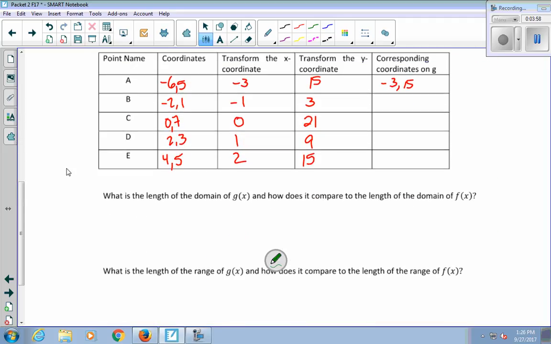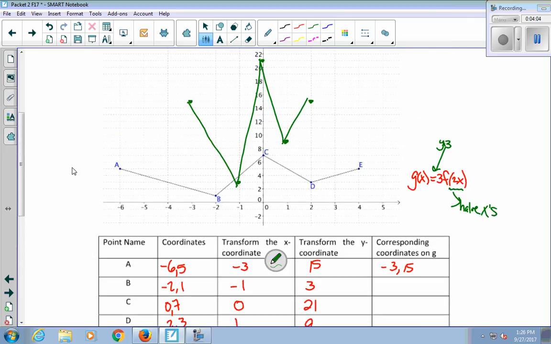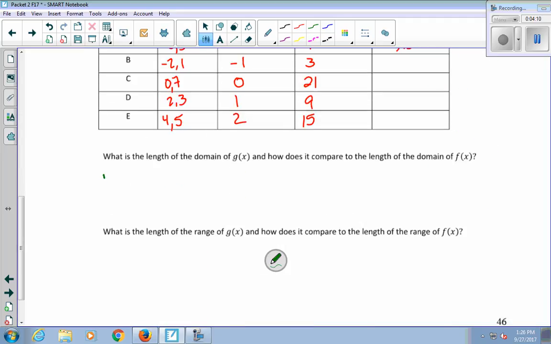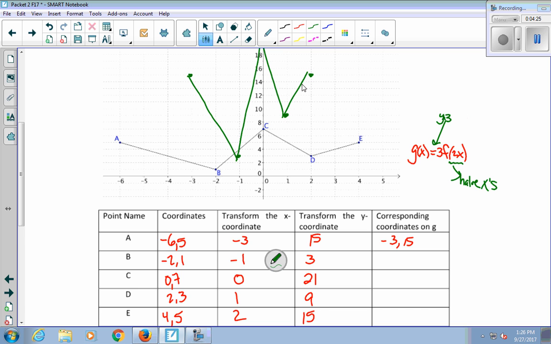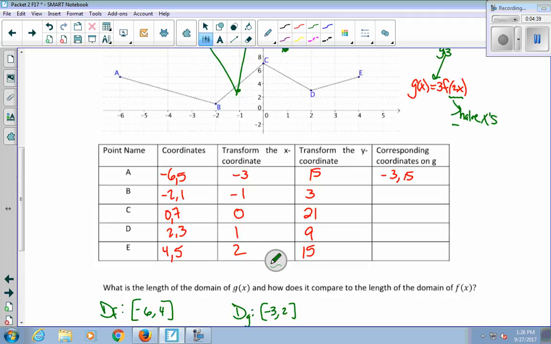What is the length of the domain of G and how does it compare to the domain of F? Okay, so F is my original function and its domain goes from -6 to 4, which is a length of 10. And then the domain of G goes from -3 to 2, which is a length of 5. So my domain halved, which corresponds to the fact that we are doing a horizontal shrink by a factor of 1/2.